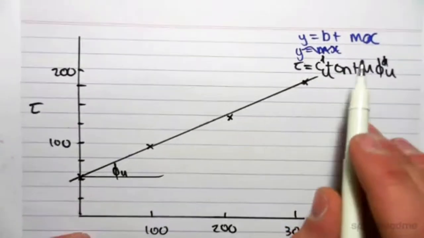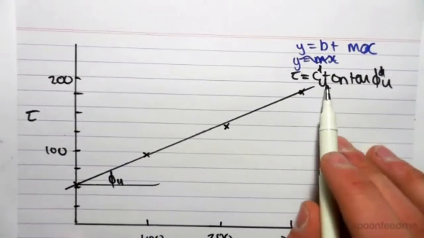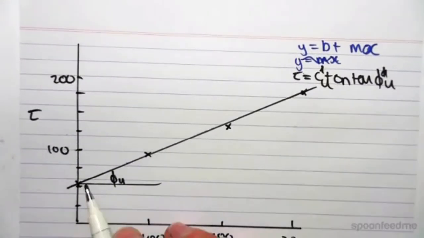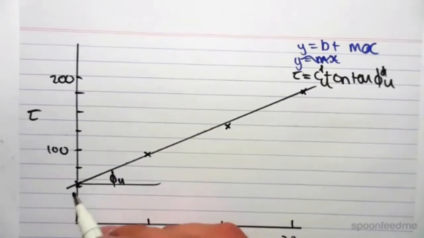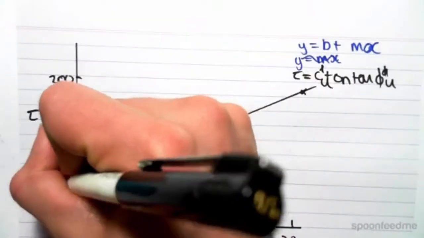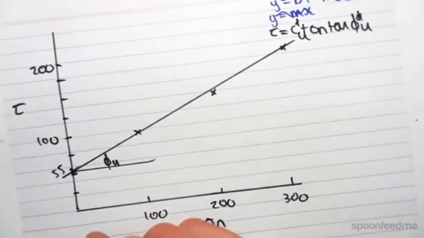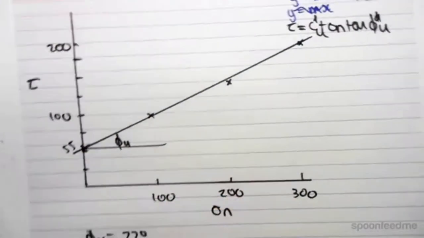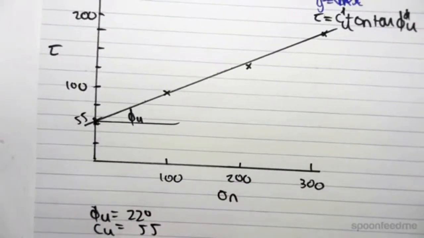And we said that the cohesion undrained is the same as b, which we know is the y-intercept. So we would come to our scale graph and just see where it intercepts, and it intercepts at around, say, 55. So our Cu equals 55. That's how I think you should solve the question.